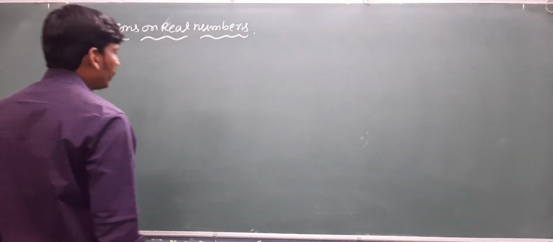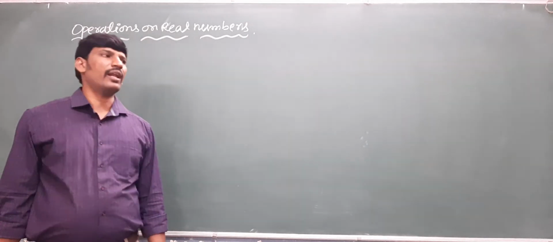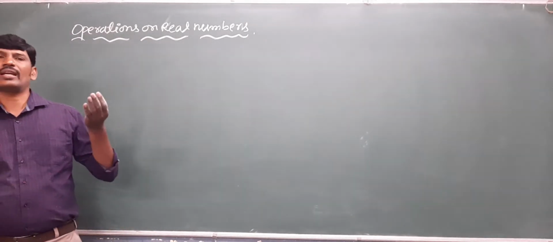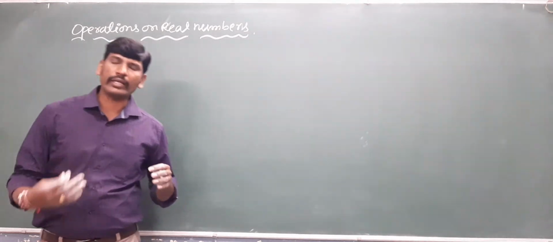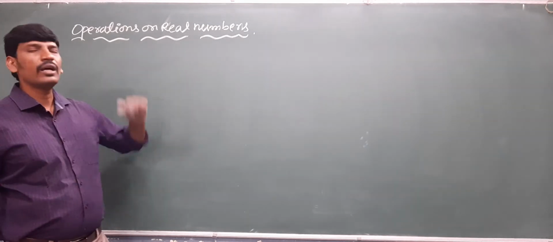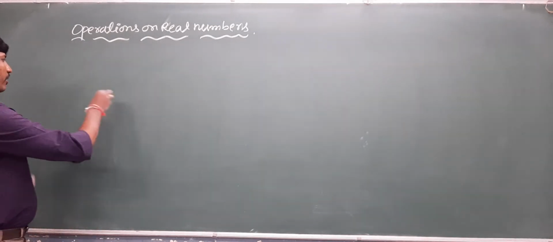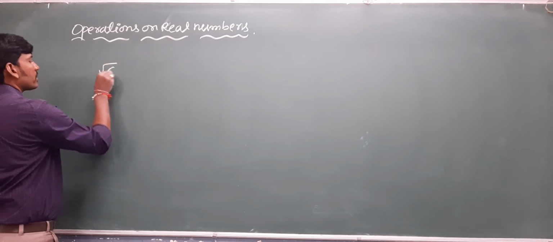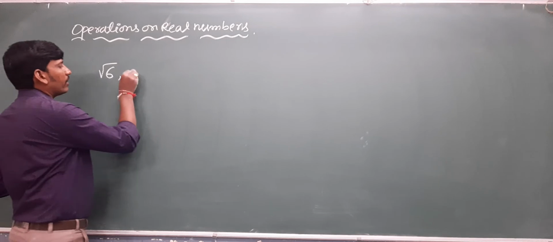Now, children, let us discuss operations on real numbers. Real numbers is nothing but the combination of rational as well as irrational numbers. Together we can call it real numbers. Now, suppose let us take one irrational number. Let us take root 6, an irrational number. Now I am going to add minus root 6.